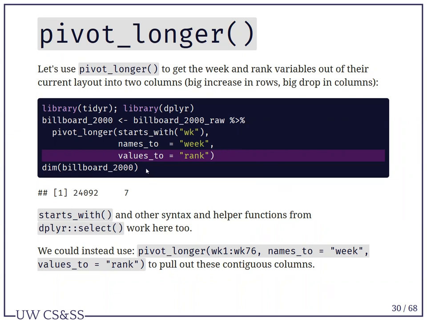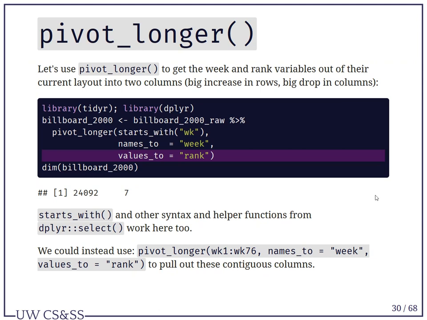And it'll give us the numbers from that column. So now if we look at the dimensions of the Billboard 2000 data, we have 24,000 rows and 7 columns. Whereas recall earlier, we had something like 317 rows and, goodness, like 100 columns. So starts with is a helper function that's really great when working with pivot longer when we have this very wide data.